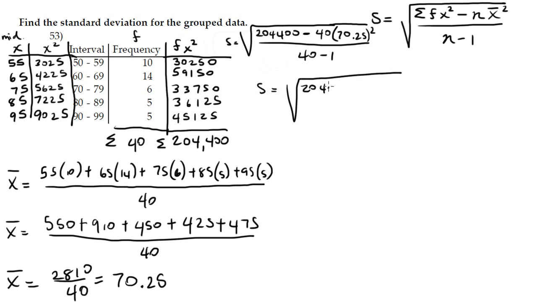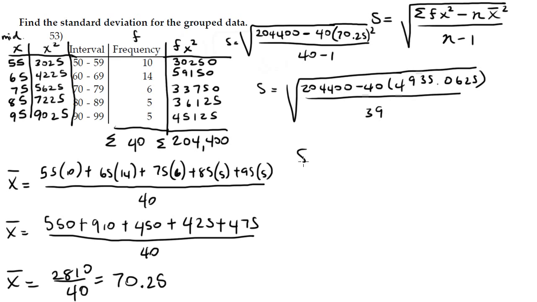Okay, 204,400 minus 40 times 70.25 squared, which is 4935.0625, over 39. I'm going to give that whole numerator to my calculator. Minus 40 times 4935.0625. So this numerator is 6997.5 divided by 39 here.